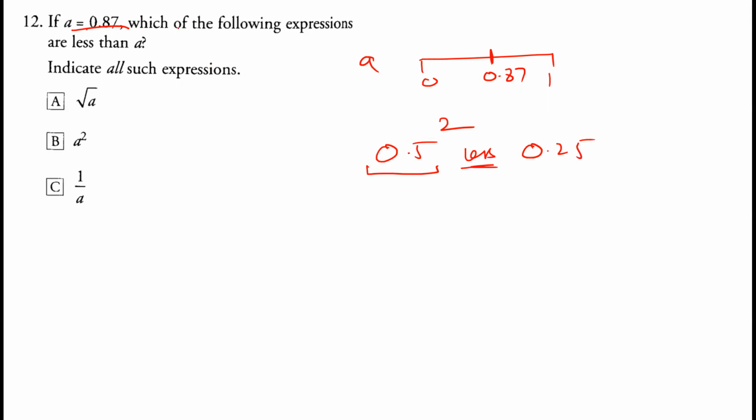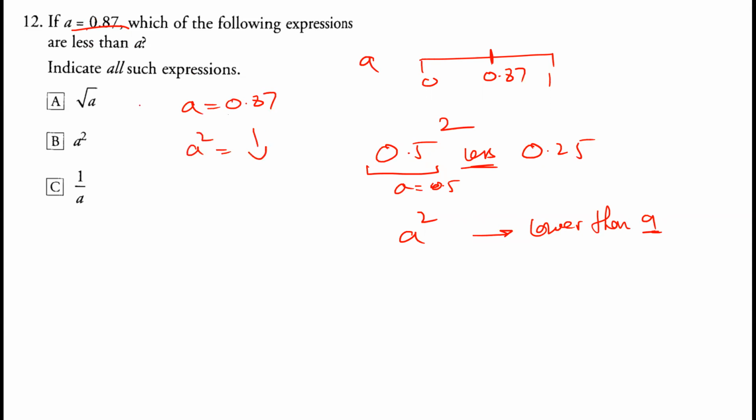Now 0.25 is less than 0.5. So if we have a decimal number and we square that decimal number, the number that we get would be lower than A. So if A was 0.5, if you square A, it will become 0.25. So if A is 0.87, if we square A, the number we're going to get would be lower than 0.87.